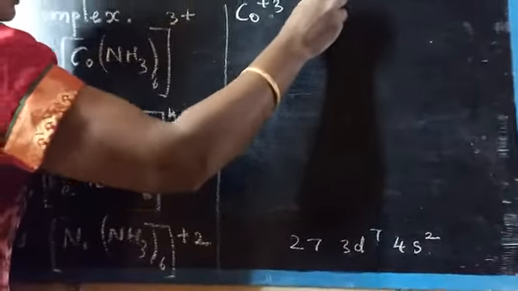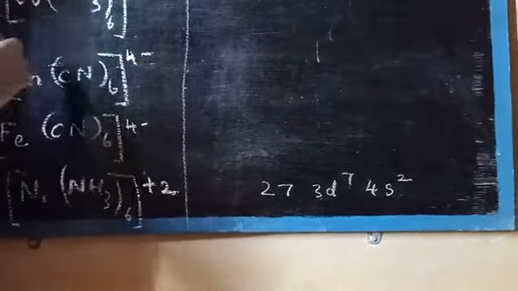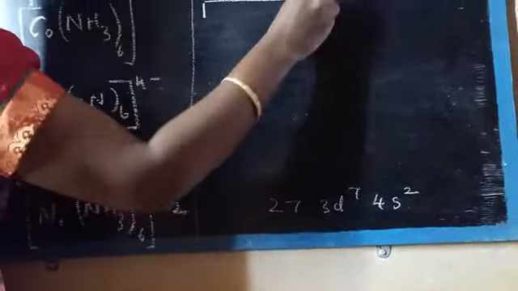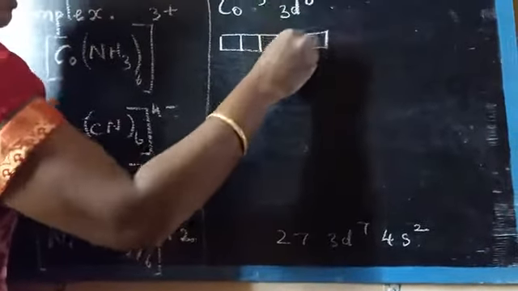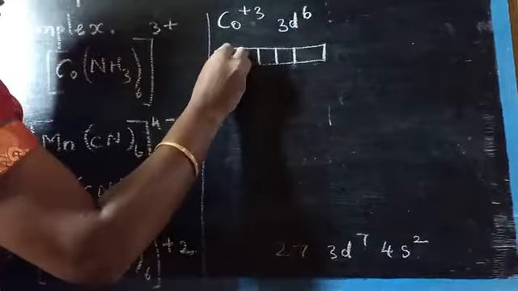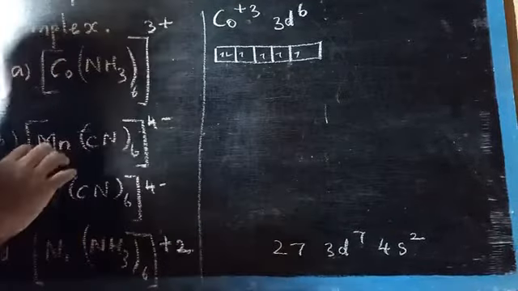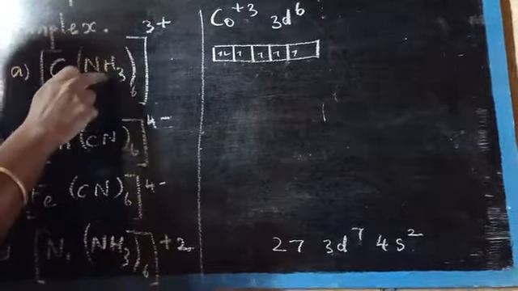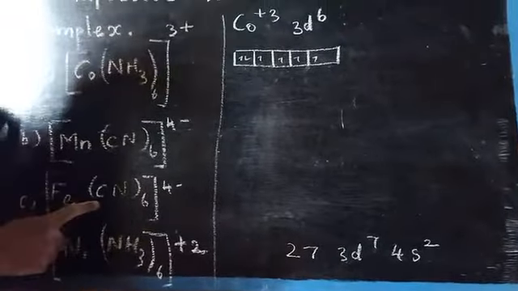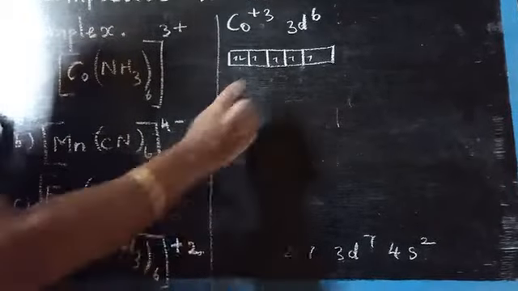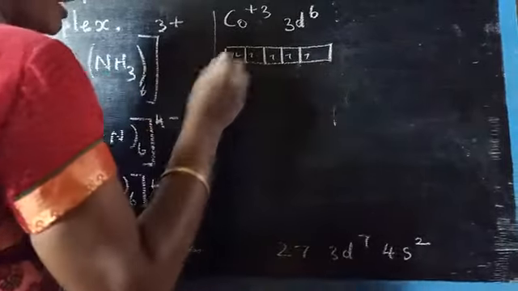So 3d6 electronic configuration. Okay, so here draw the d orbital. 6 electrons: 1, 2, 3, 4, 5, 6. Okay children, so now this NH3 is a strong ligand. CN also is a strong ligand, NH3 also a strong ligand. So pairing starts.